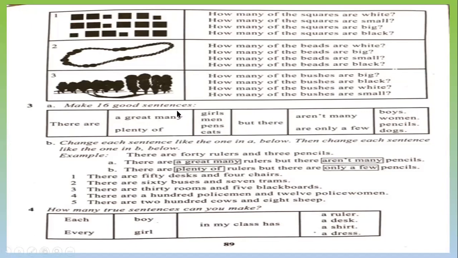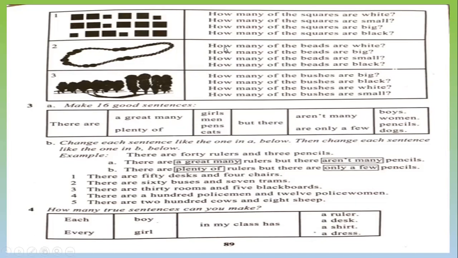Make 16 good sentences. How to make 16 sentences with these pairs of words? Use first girls, then with this, all this. Then by this you can make 16. There are a great many girls, but there aren't many boys. There are plenty of girls, but there aren't many boys. Or there are a great many men, but there are only a few women.